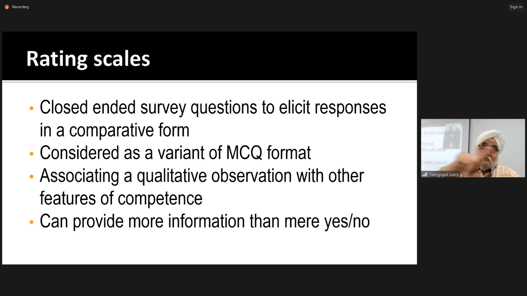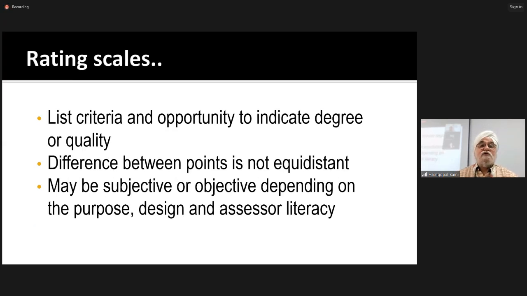But please remember, the difference between good and very good and between poor and very poor is not the same. So you have to be careful in making an interpretation when you are using that. And they can provide you more information than yes or no. The checklist was only providing yes or no. Rating scales are providing you more information compared to simple yes or no.